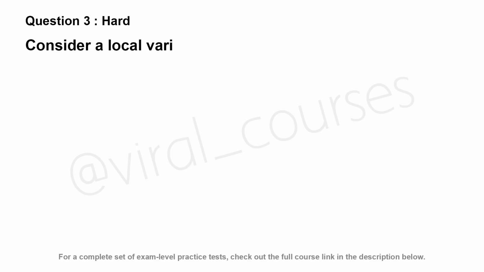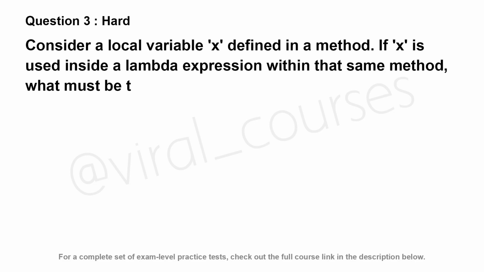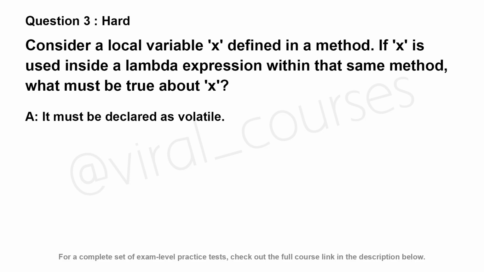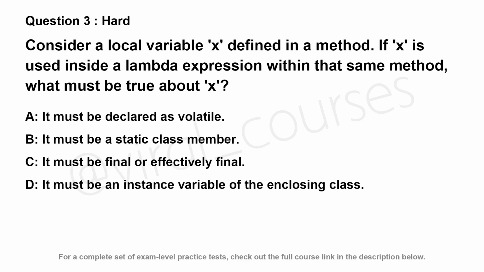Consider a local variable, x, defined in a method. If x is used inside a lambda expression within that same method, what must be true about x? Option A. It must be declared as volatile. Option B. It must be a static class member. Option C. It must be final or effectively final. Option D. It must be an instance variable of the enclosing class.